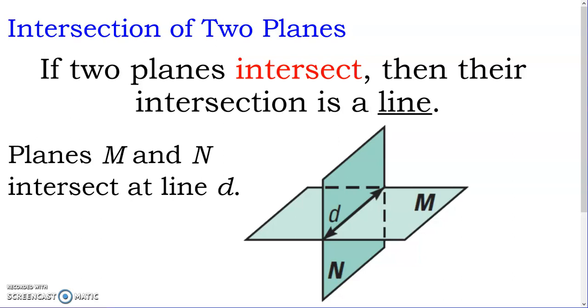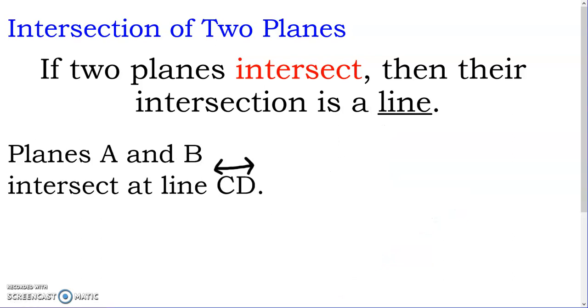Next, we're going to look at the intersection of two planes, and when two planes intersect, their intersection is a line. For example, we have plane M and plane N, and they intersect at line D. So let's practice drawing this.